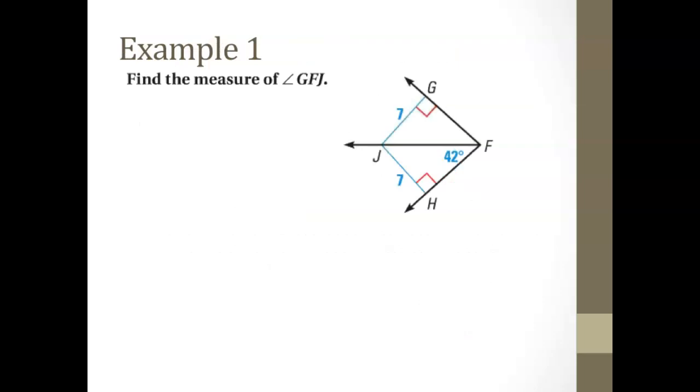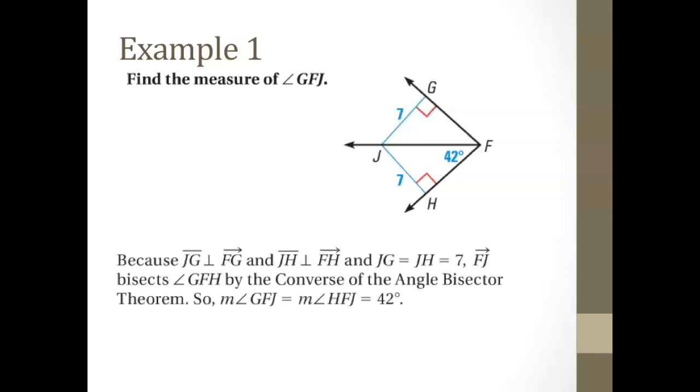Looking at example 1, this says find the measure of angle GFJ. Here you can see that this point J is the same distance away from G as it is from H, and you can see those are perpendicular segments. Because you know that J is the same distance away from both sides of the angle, you then know that J must be on the angle bisector of this angle, which therefore means that JFH is 42 degrees, and so GFJ must also be 42 degrees.